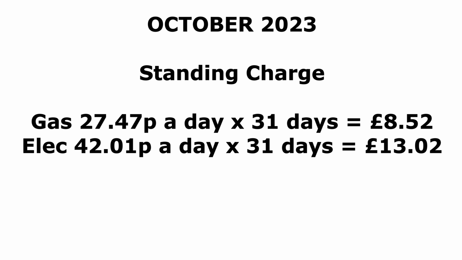For the standing charges, the gas is 27.47 pence a day times 31 days, which gives us £8.52. The electric, 42 pence a day times 31 days is £13.02. So over £20 a month now for standing charge over those 31 days.